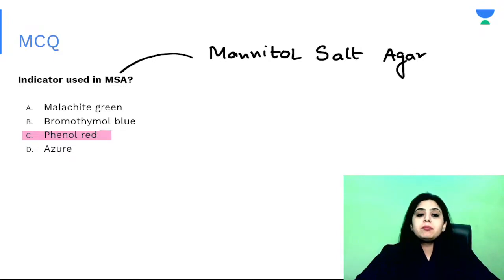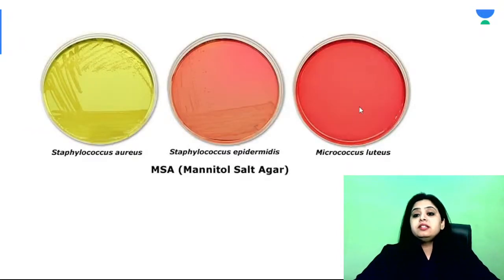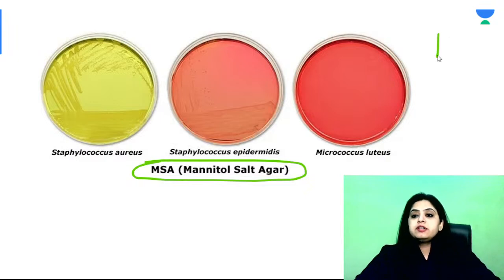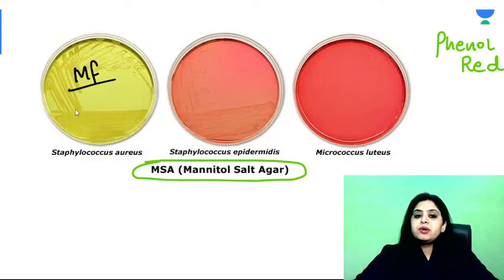So first let me look at mannitol salt agar. You can also see the reddish color, which will give you that hint that हाँ mannitol salt agar में there is red color. So firstly I've written the indicator is phenol red. Now tell me a basic question which you all know. Whenever mannitol will be fermented, what is the color that you're going to get? Sari fermentations ka color yellow. All fermentations are going to be yellow.